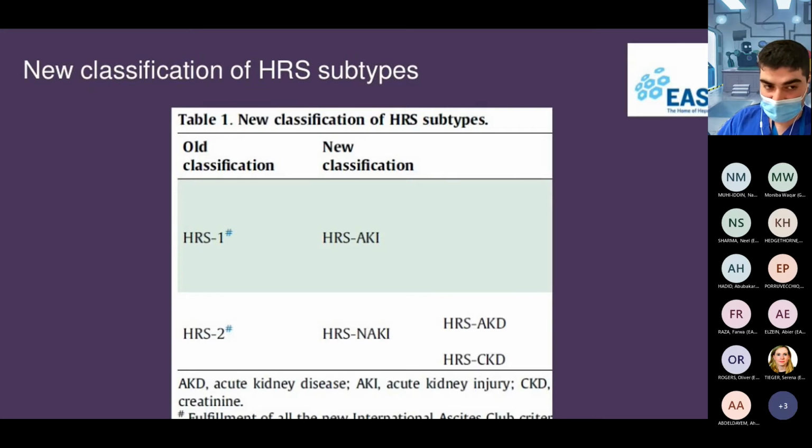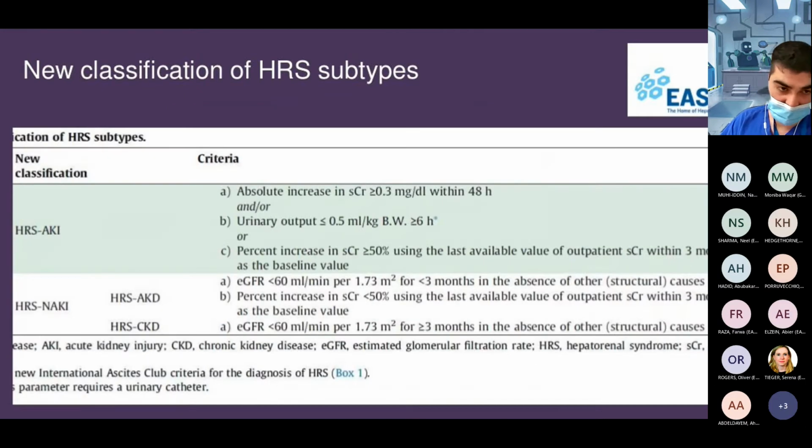If you look at the classification system, HRS1, like I said, is the inpatient one that we need to be aware of, being replaced by HRS AKI. And then you'll see the HRS2, which was the slower progressive decline, has also been subdivided. So HRS non-AKI means non-acute kidney injury, and that's been further subdivided into HRS AKD and HRS CKD.